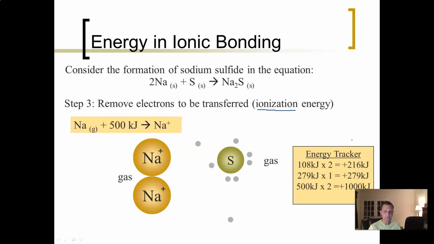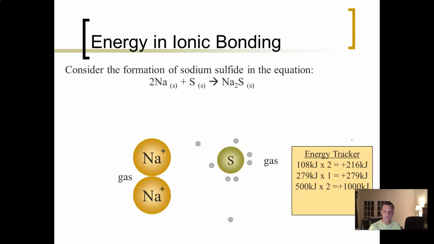Now what do we need to do? Well, those electrons now have to go somewhere, right? Well, where do they have to go? They have to go to the sulfur. So the electrons need to be added to the element that wants them. That is the next step, and that is called electron affinity.